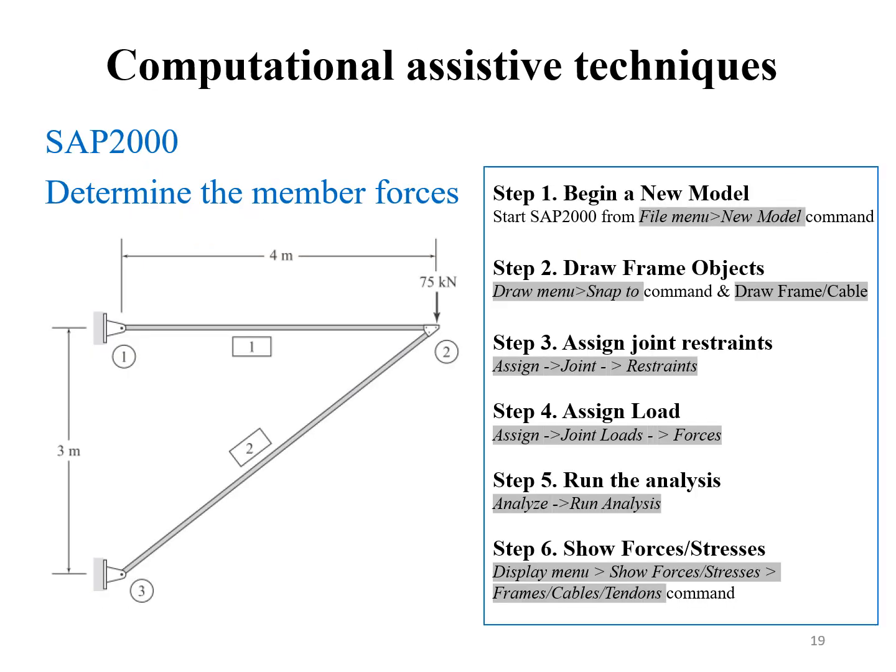Here we introduce computational assistive techniques for helping us do the complex truss structural analysis. SAP 2000 is a powerful finite element structural analysis tool, and we can use the results in SAP 2000 to validate our hand calculation results.